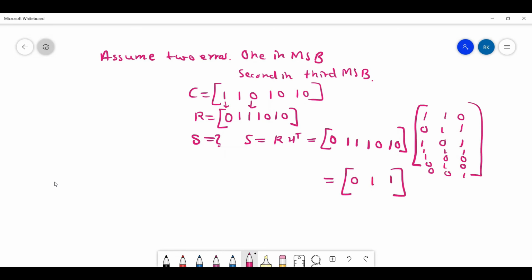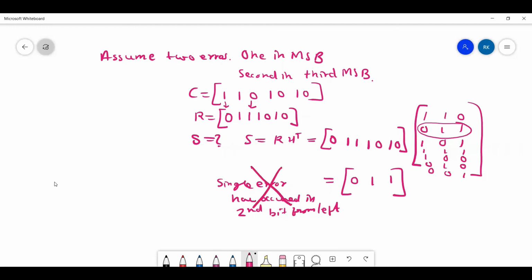So let's try to find out if 0 1 1 is there. Yes, 0 1 1 is there. The syndrome 0 1 1 matches with the second row of HT, resulting in the conclusion that a single error has occurred. Going by this example, we will conclude that a single error has occurred in the second bit from left. But is it the case? No, this is not the case, because we have deliberately made errors in this and this bit. So this assumption is wrong.